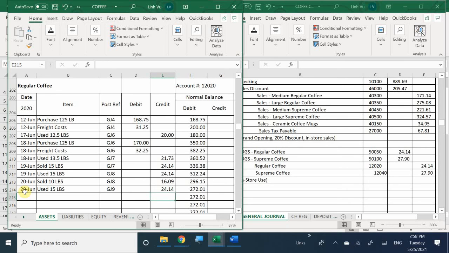272.01, which, where did we find this? Over on our inventory worksheet. So that means we've been doing good so far. We are doing good. Yes.